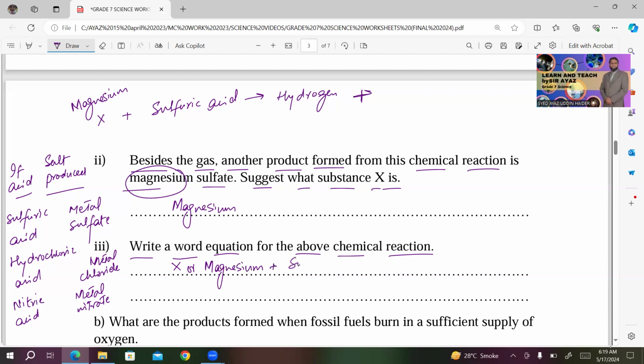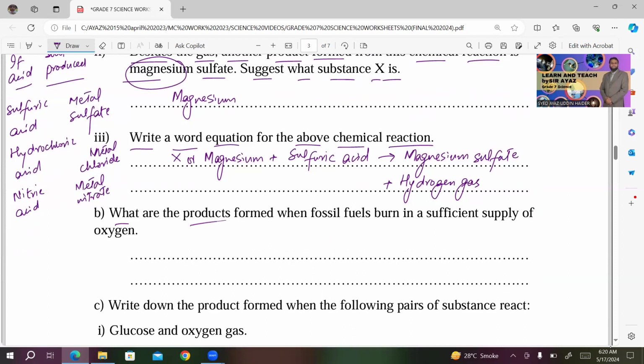Magnesium plus sulfuric acid. The products: magnesium sulfate plus hydrogen gas.